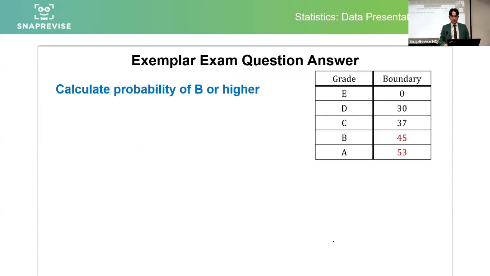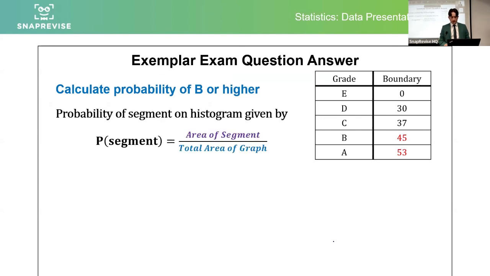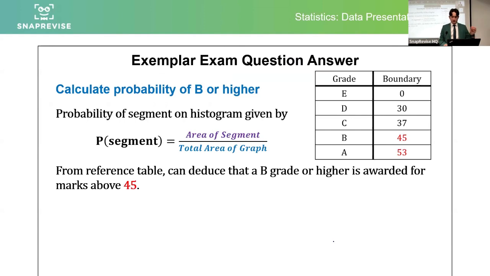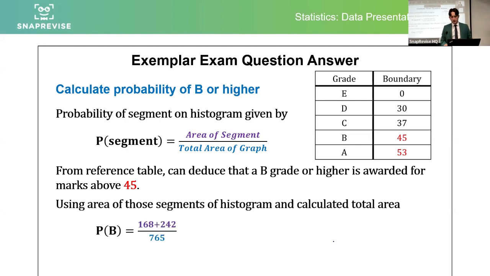Now, do be really careful with this, that the boundaries are the grade boundaries. So we need to look at the areas of those two segments out of the total area of the whole graph. So from reference to the table, a B or higher is given from 45 marks. So the values included would be 168 plus 242 out of the total 765. And we should give that as a decimal.